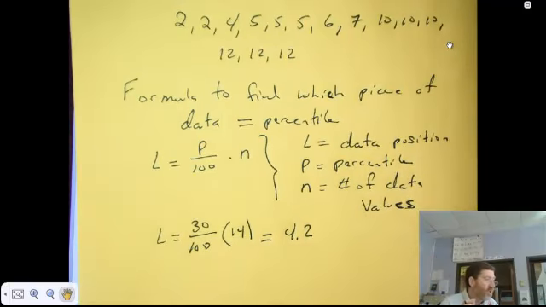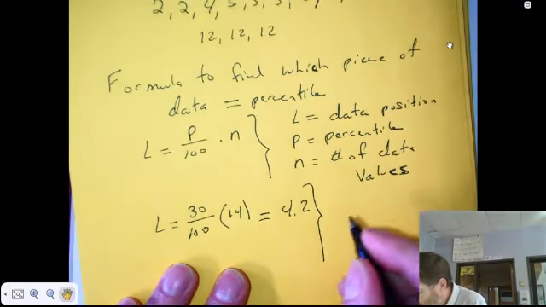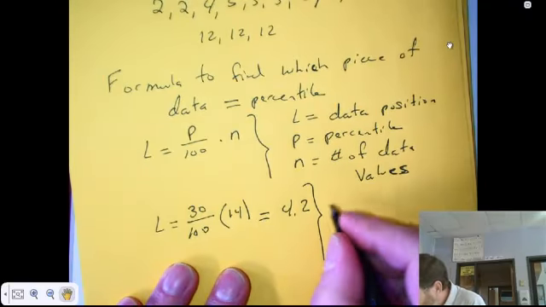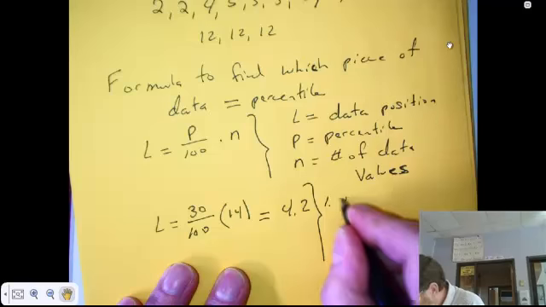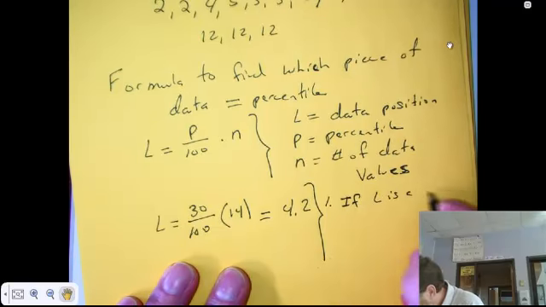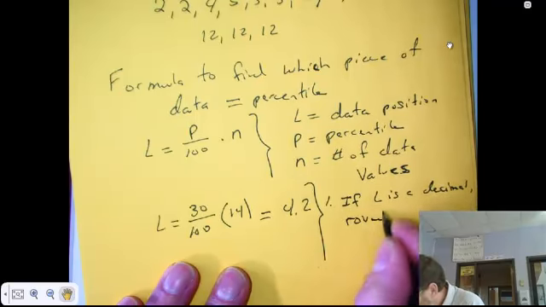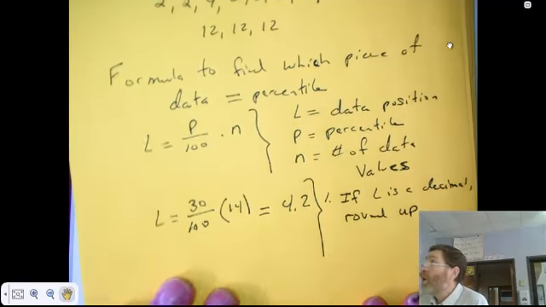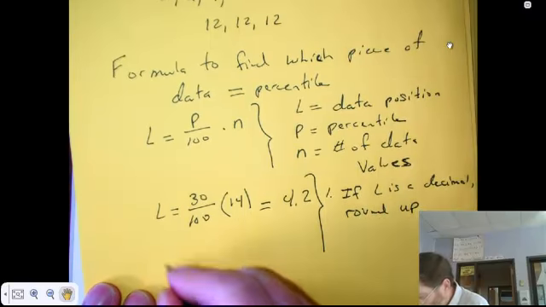Now, when you're looking at position, that has to be a whole number. It's a discrete number because we have a discrete number of data values. The number can't be in the 4.2 position. So here are the rules. First rule, if L is a decimal, then you need to round up. So in our example, we're going to round L up to 5. L will be 5.